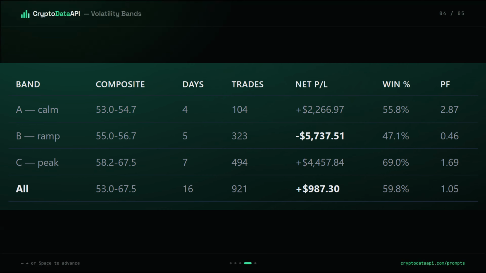So if we look at that middle band, which is named ramp, it looks like this account didn't get broken by chaos, but it got broken in transition on the ramp up between calm and peak volatility. Now, if I was to guess why this is happening, my theory is as follows.